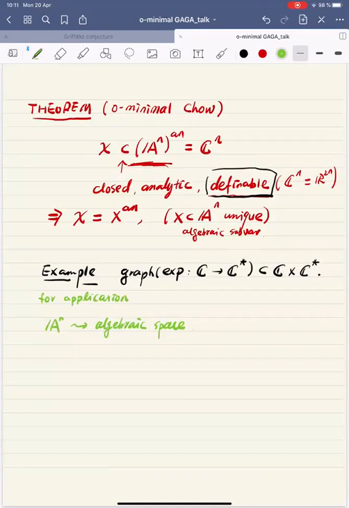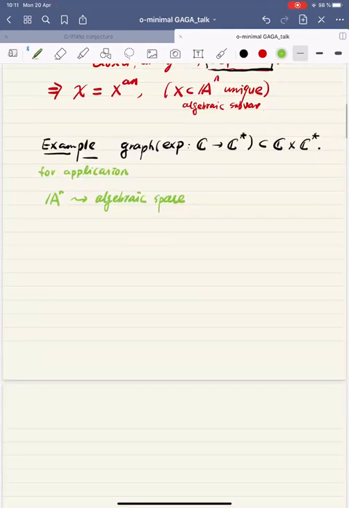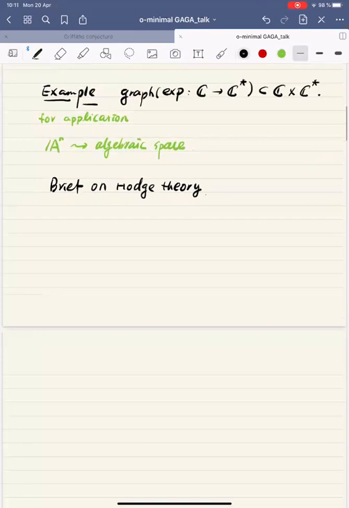Next I will discuss the application of O-minimality in Hodge theory. So let's begin with a brief introduction of Hodge theory.